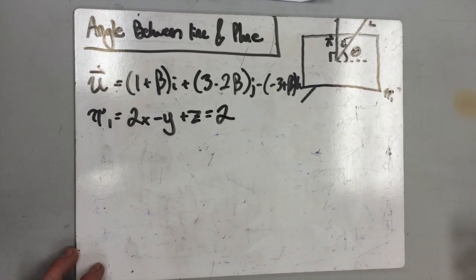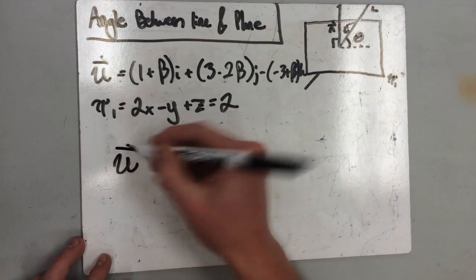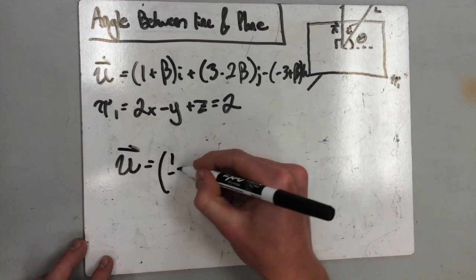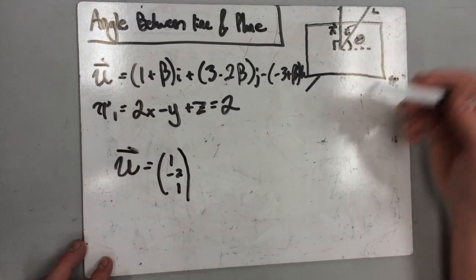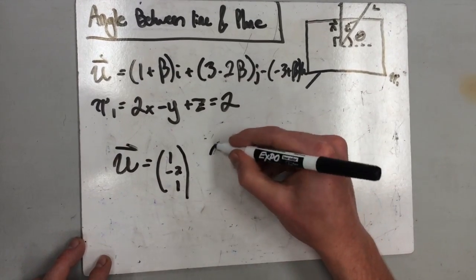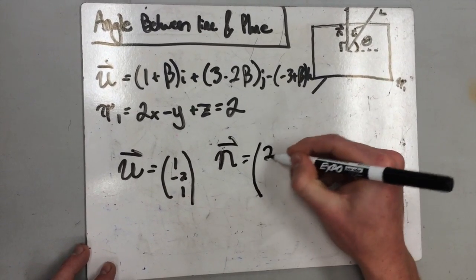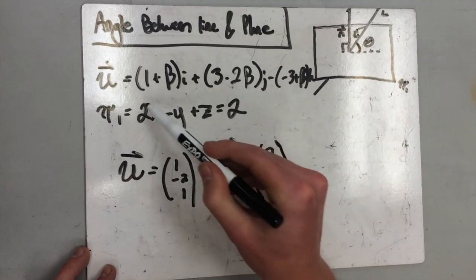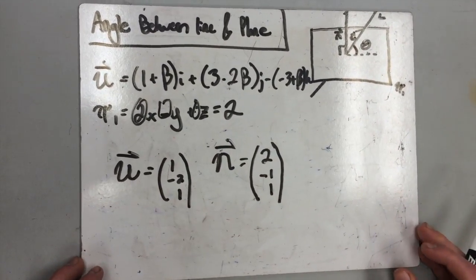Okay, so first off, we need to find the direction of vector u, which is going to equal (1, -2, 1). And we need to find the direction of the normal vector of this plane, which is going to equal (2, -1, 1), which is basically found by the coefficients of the Cartesian equation.